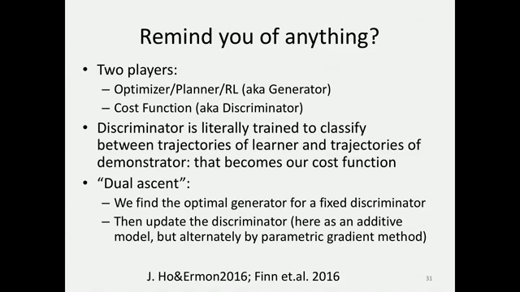This is a point that was made very nicely by both Chelsea Finn and co-authors and Jonathan Ho and co-authors. What you're basically doing in this process I just described is training a discriminator that's trying to tell the difference between trajectories from the learner, from the planner itself, and trajectories from the expert demonstration. If you think about this, I would describe this as dual ascent, right? And by dual, I think of the trajectory generation as the primal activity and the cost function as the dual activity. So I'm going to call it dual ascent.